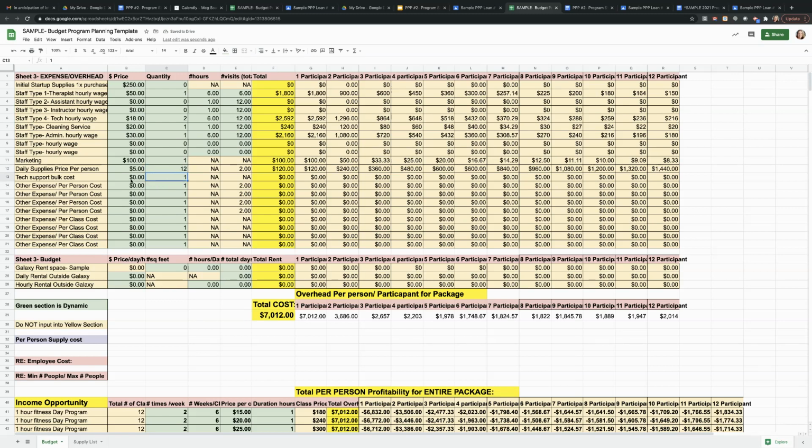Do we have any tech support with the camper? No, we don't really have any tech support that's going to cost us any money. And we decided that we really don't have any external costs other than the daily supplies.